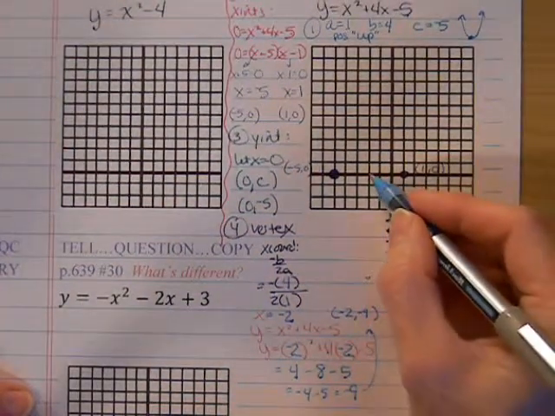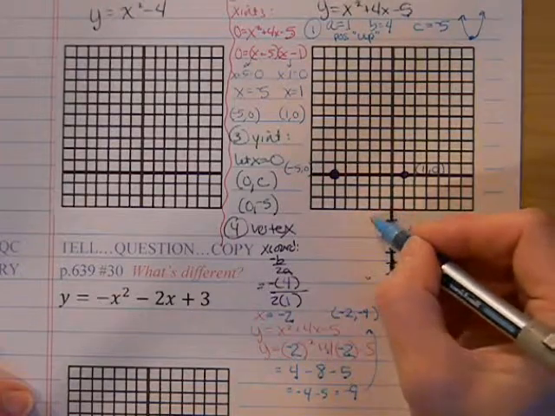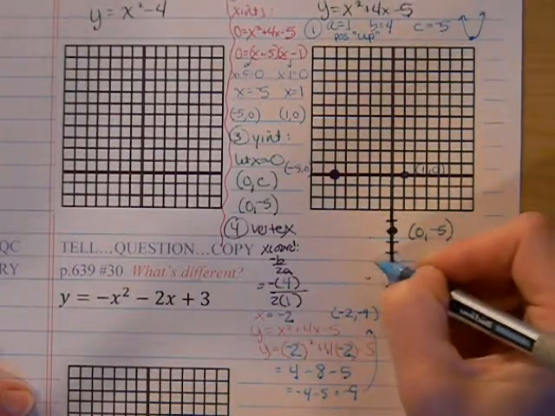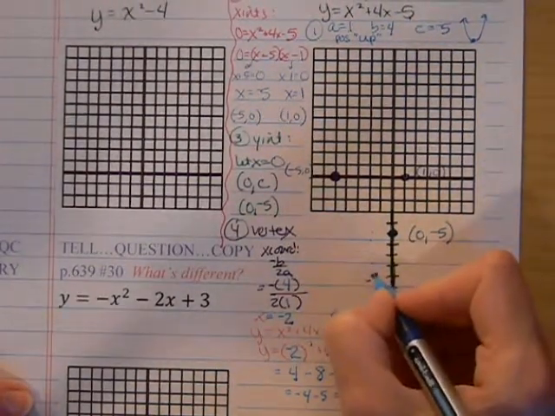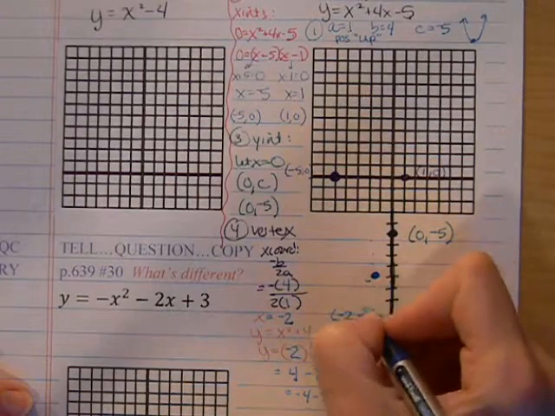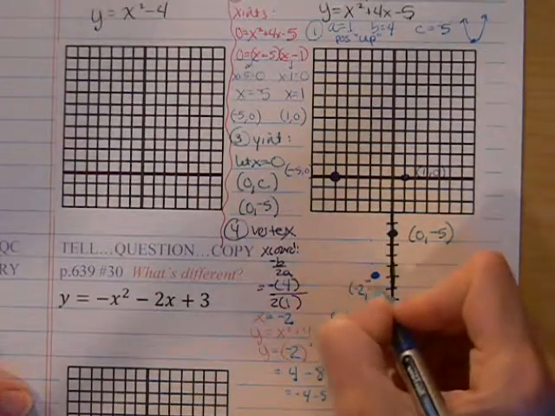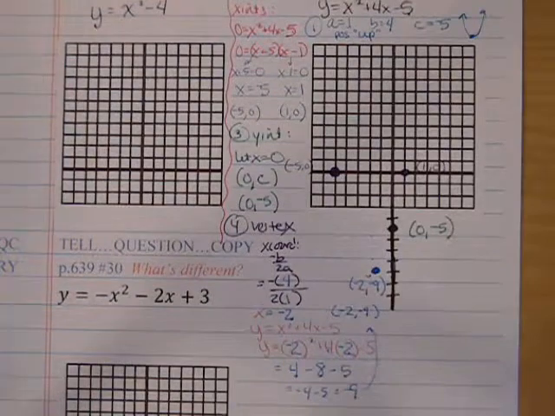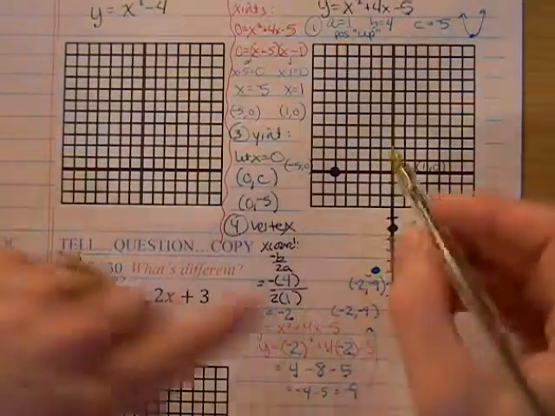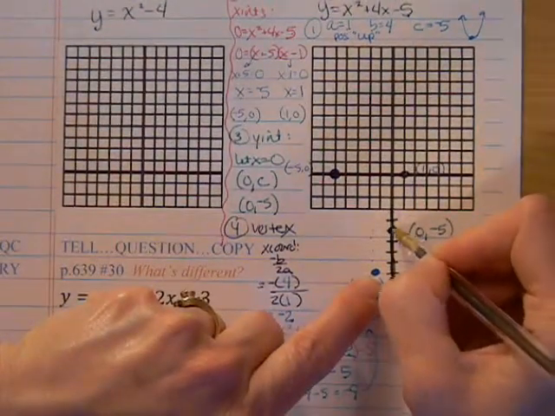So I'm at negative 2, negative 1, 2, 3, 4, 5, 6, 7, 8. Ooh, my little visual estimate was right on there. So there's my vertex. Now, by virtue of symmetry, I'm going to have a matching dot over here.